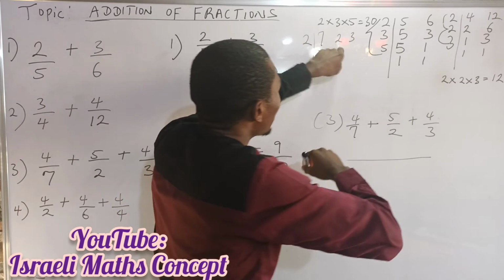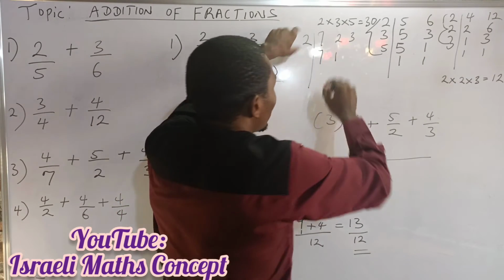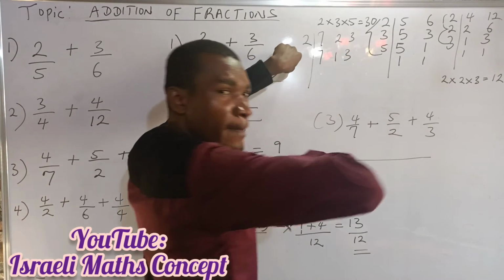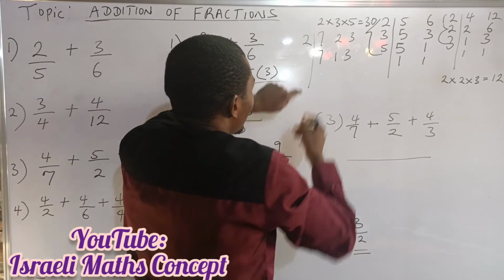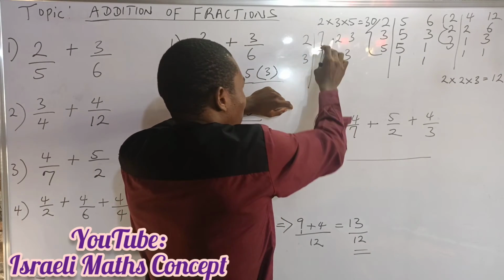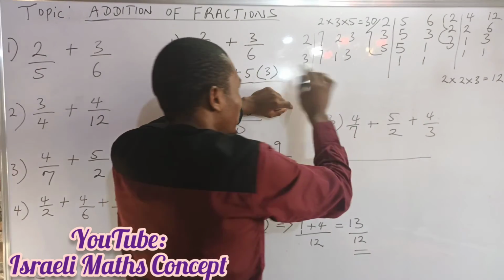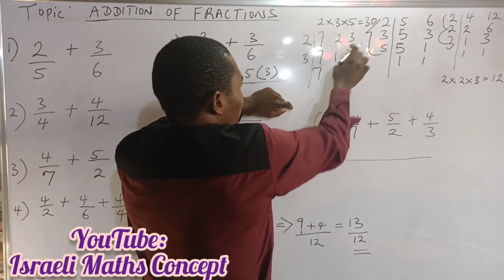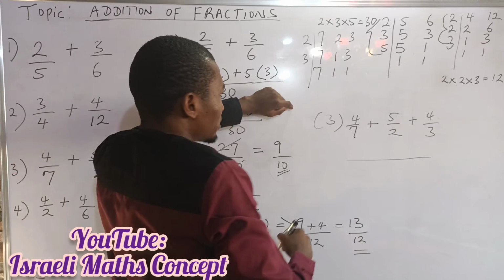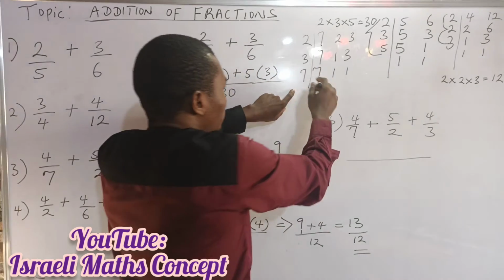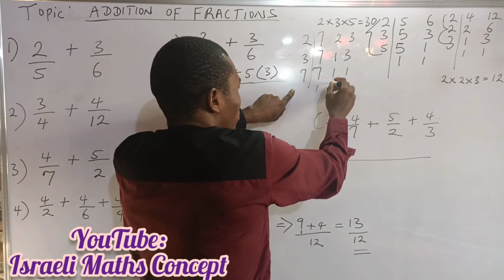Then 2 divided by 2 is 1. But 2 cannot divide 3 without remainder. Hence, we bring down 3. Then the next factor that can divide 7, 1, and 3 is 3. But 3 cannot divide 7 without remainder. Hence, we still bring down 7. Then 3 divided by 3 is 1. Then the next factor that can divide is 7, and 7 divided by 7 is 1.